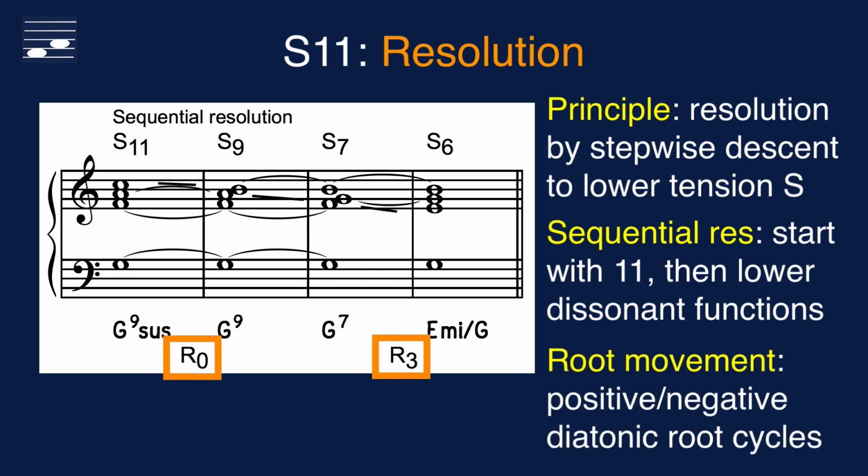Note the root movement shown as root cycles at the bottom of the score. The root remains the same, that is R0, while going from S11 to S7. Then there is a positive root cycle R3 as we move towards the E minor triad in first inversion and with doubled third.